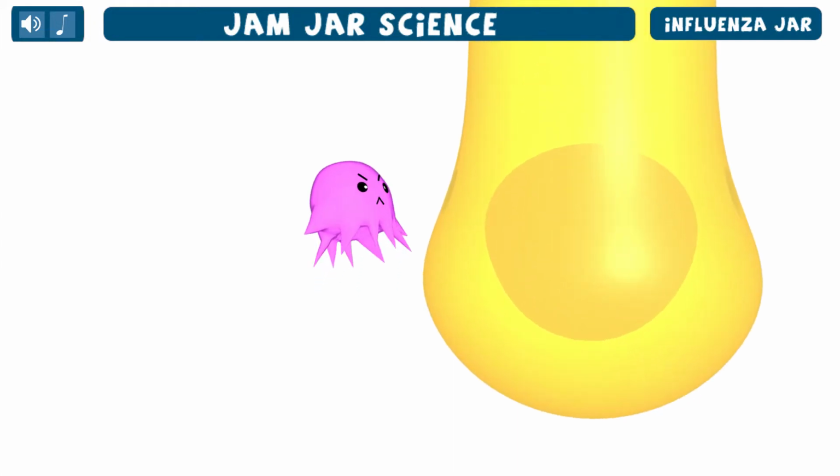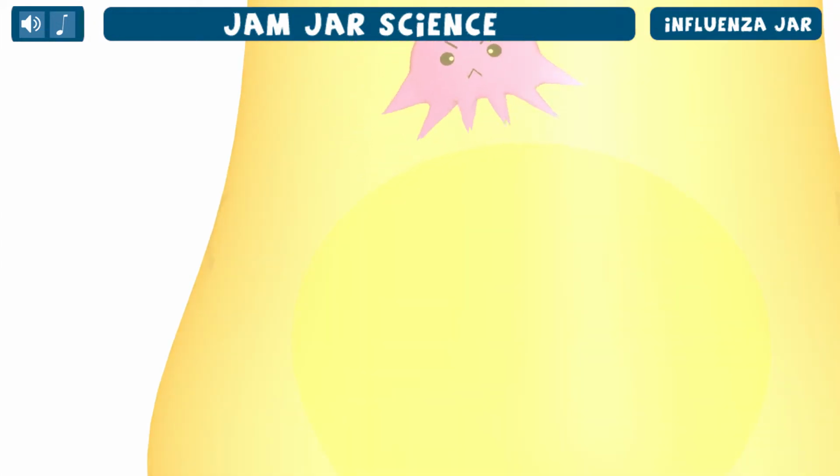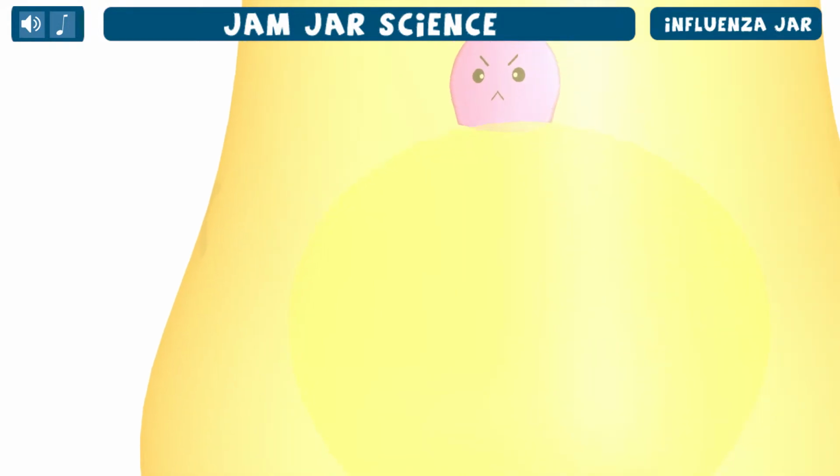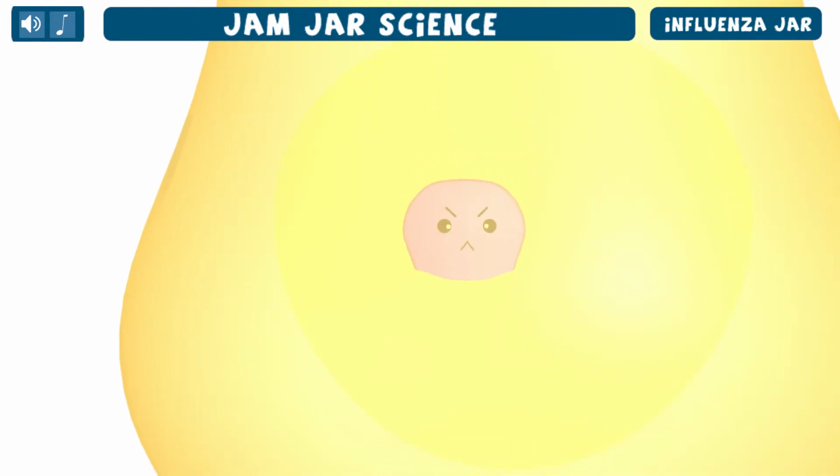The virus enters the cell as something called a coated vesicle. Once inside, it uncoats itself. Now only the genetic material of the influenza virus is left. This is known as RNA. This RNA is transported to the nucleus of the cell.